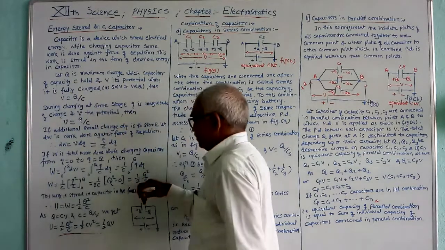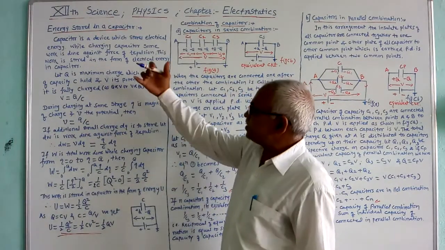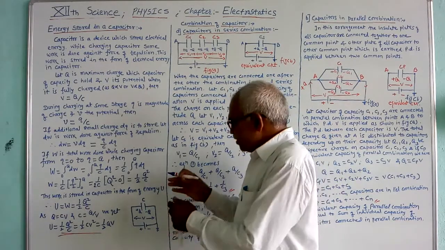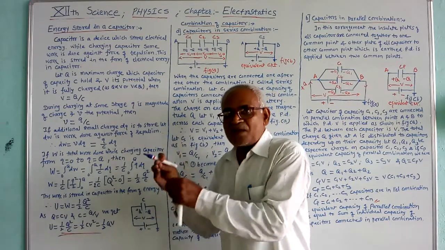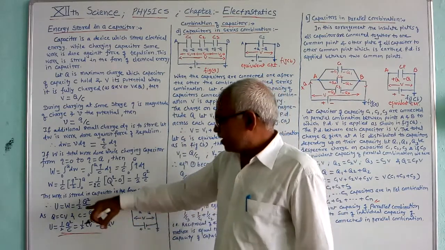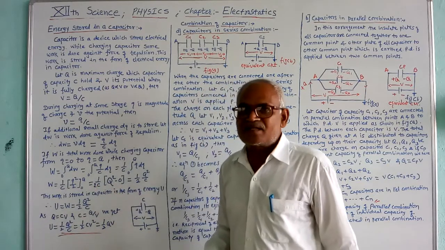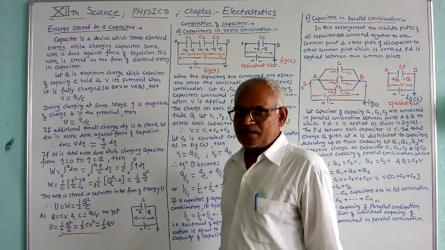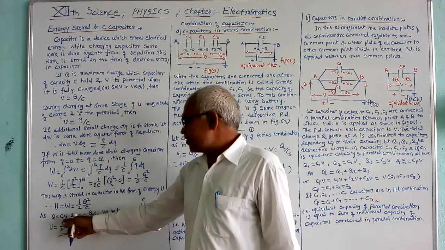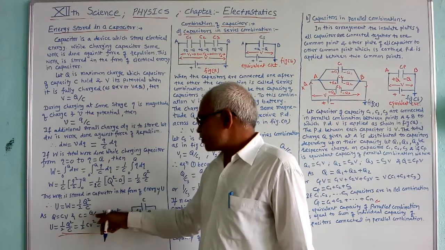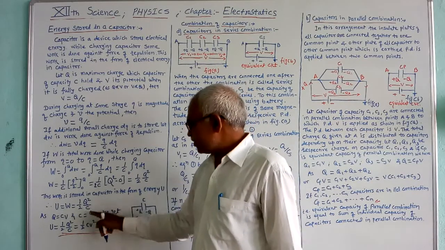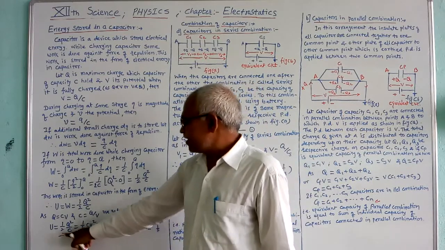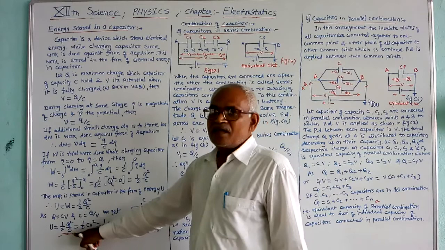Now this work done to store the maximum charge q in this capacitor gets stored in the capacitor in the form of electrical energy U. Therefore the electrical energy stored in the capacitor is equal to 1 by 2 q square by C. As q is equal to C into V and C is equal to Q by V, if you substitute these values in this equation, then we get the different forms of energy stored in the capacitor.